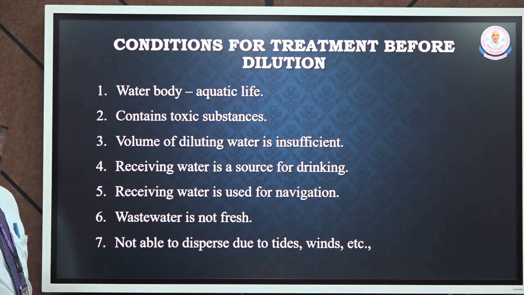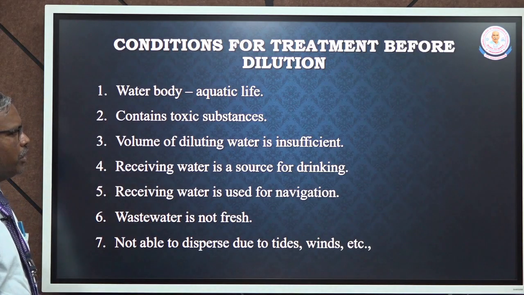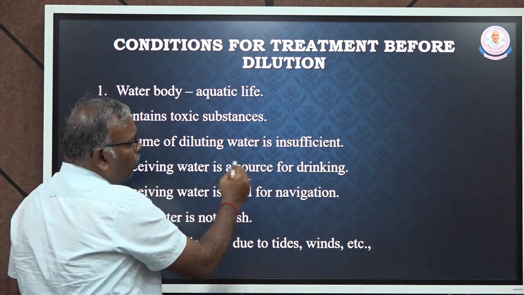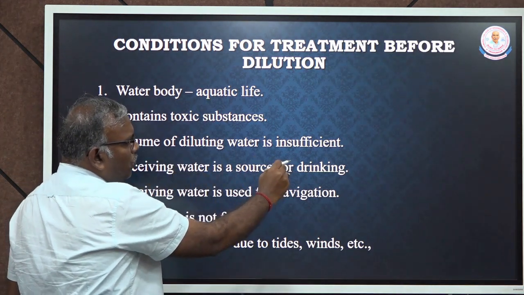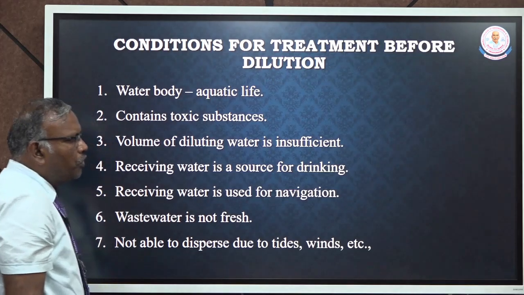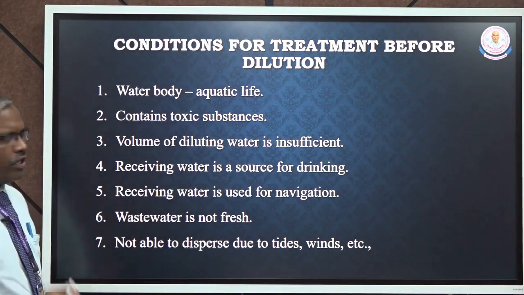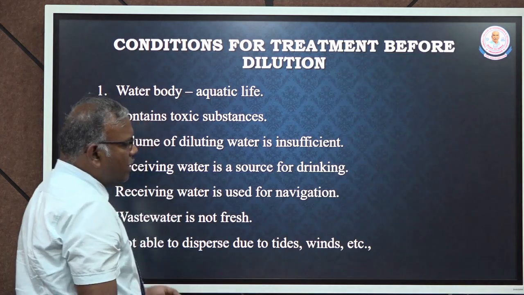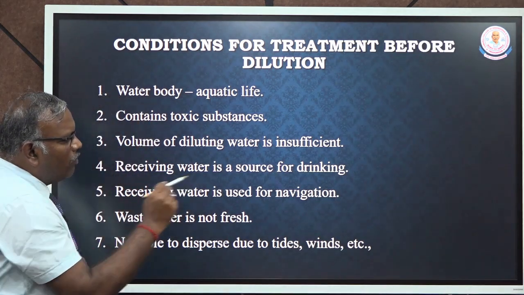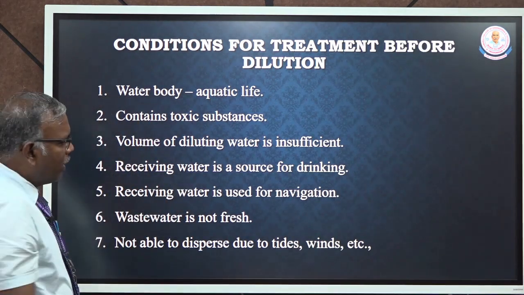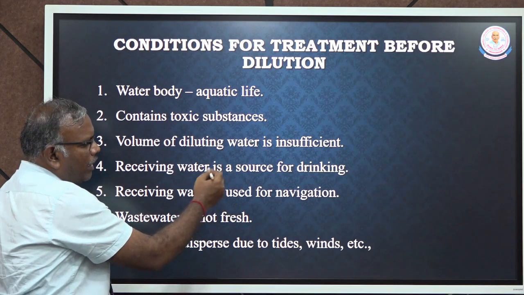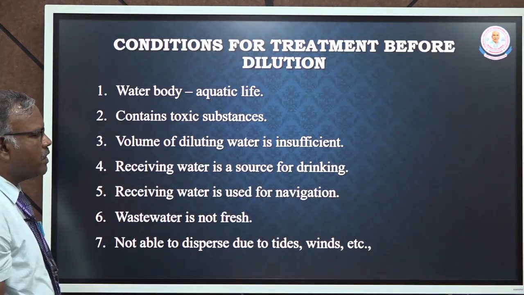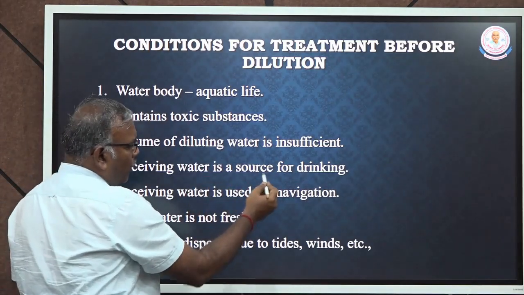And if it contains any toxic substance, it needs to be removed before disposing into a water body. The volume of diluting water, that is the receiving water, should be sufficient enough to dilute the sewage water. And if the receiving water is a source of drinking water, we need to do a treatment process so that the level of contaminant concentration can be minimized in order to safeguard the water body.